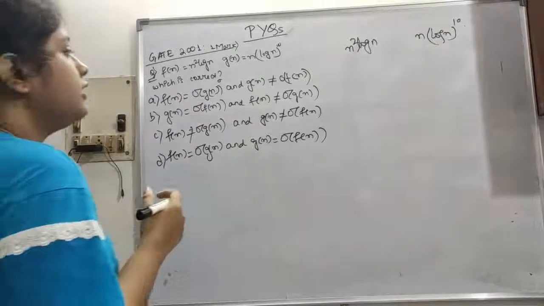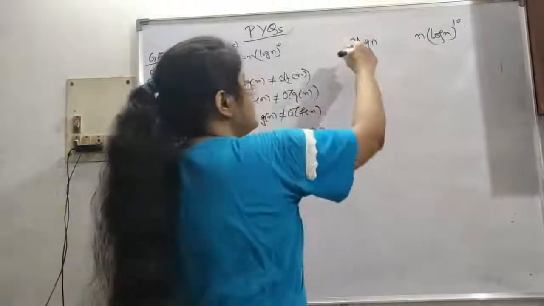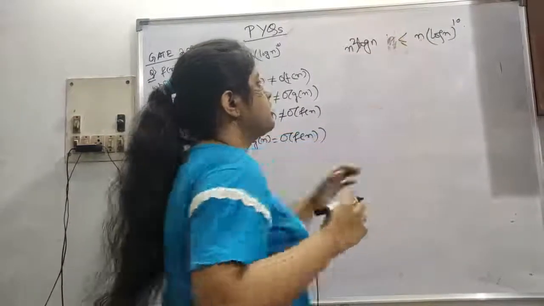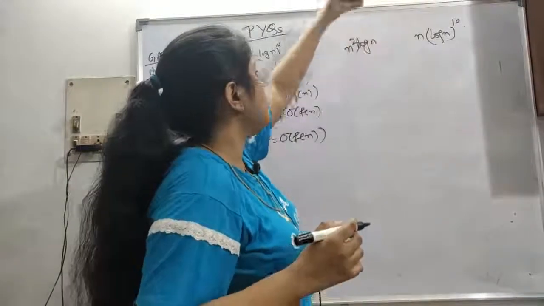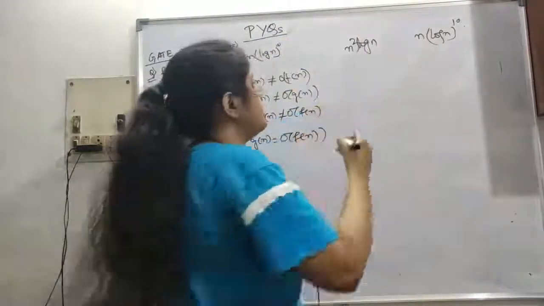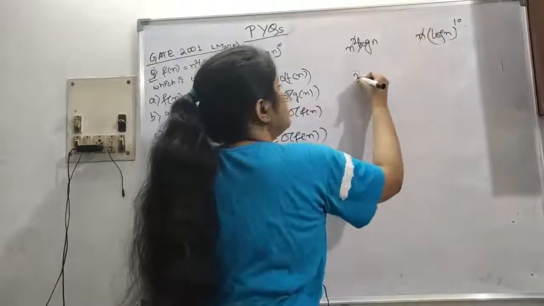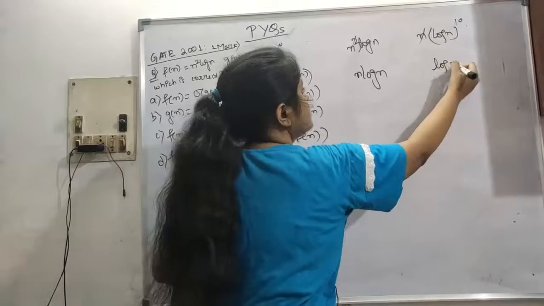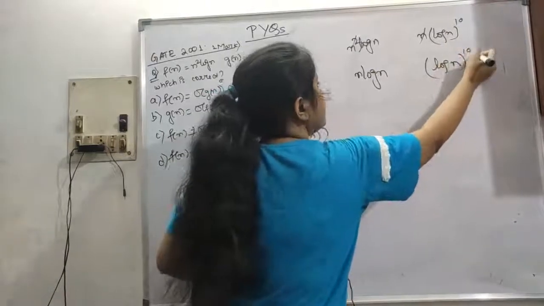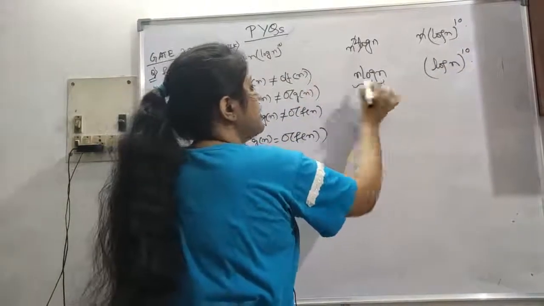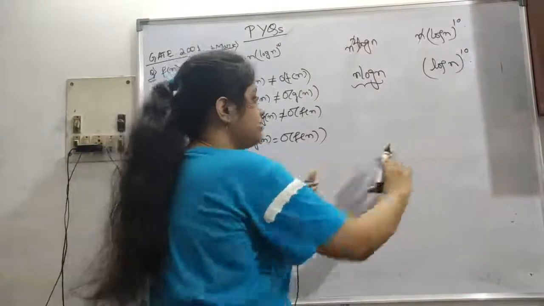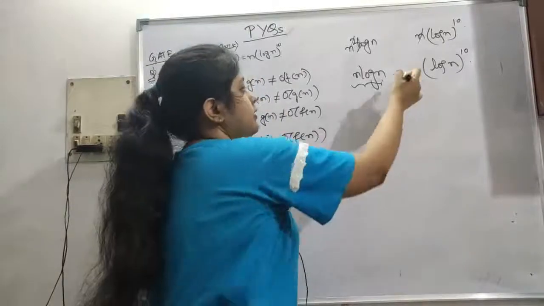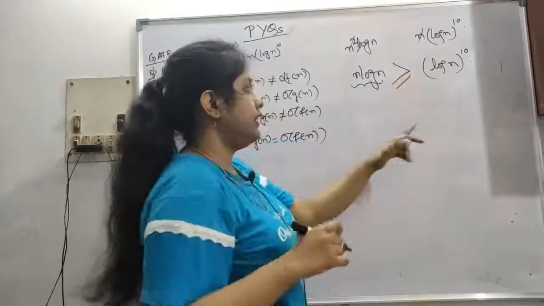So now let's see, here you can just think like this: either this is greater than this or this is greater than this. You can cancel n from both sides. So n is cancelled, so n log n, and here it is log n to the power 10. Okay, so this is actually a greater function. I will give you a list where you can find out which is greater than which. So n log n is basically greater than log n to the power 10.